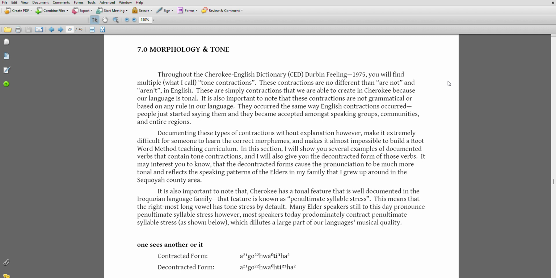It is also important to note that Cherokee has a tonal feature that is well documented in the Iroquois language family. That feature is known as penultimate syllable stress. This means that the rightmost long vowel has tone stress by default. Many elder speakers still to this day pronounce penultimate syllable stress. However, most speakers today predominantly contract penultimate syllable stress, as shown below, which dilutes a large part of our language's musical quality.